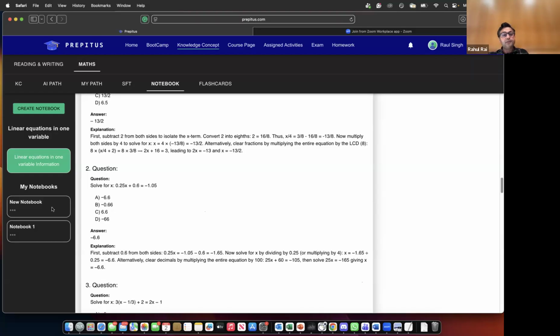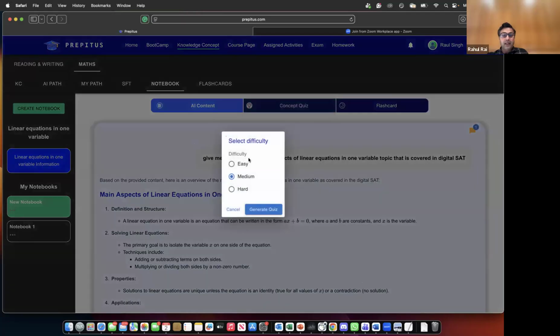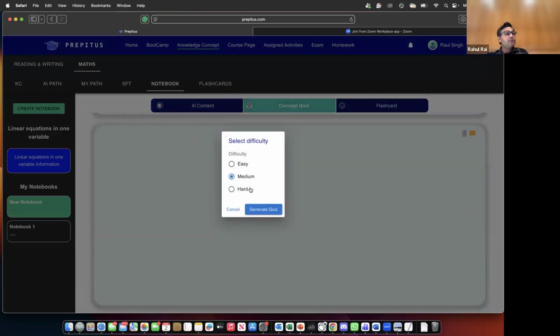And more interestingly, if you go to this green button, which is the dynamic notebook, you can create concept quizzes. You can click this one and it can create quizzes of multiple different difficulty levels. So you can practice easy, medium, and hard. Let's do an easy one so that you know the process.